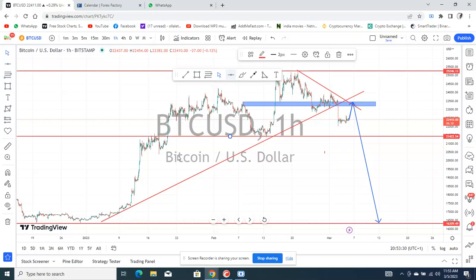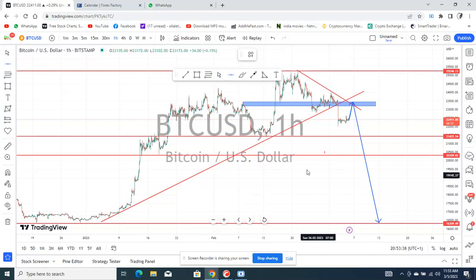TP2 is here, while your TP3 is here. This is a good trade setup. My overall bias is that Bitcoin should be on the sell. So I need to share this as well.